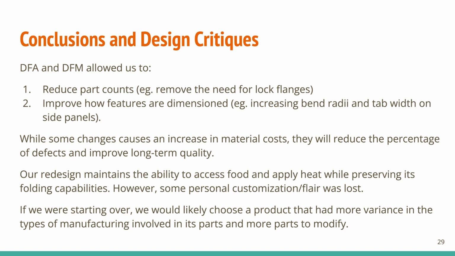However, because of the reduced costs, the biggest con is that some of the customization and aesthetics were lost, like the nameplates, fire decorations on the side panels, and nature depiction on the grill's legs. If we were to start over, we would probably choose a product that provided more variance in the manufacturing methods involved and more parts to modify overall. The grill was mostly made from sheet metal and was somewhat limited in terms of what we could change to improve it for manufacturing.